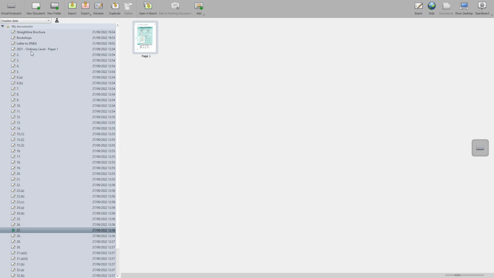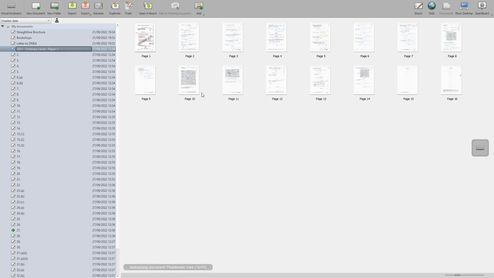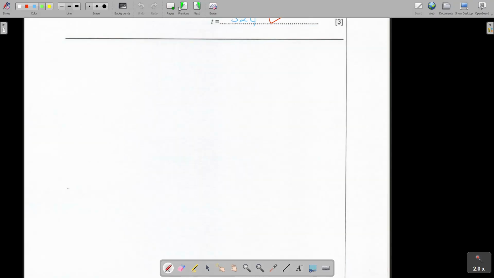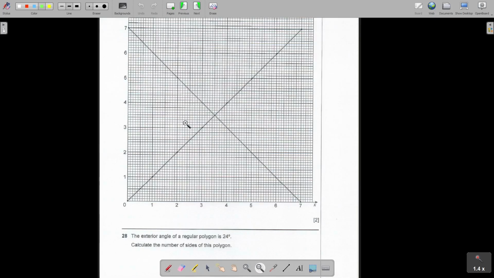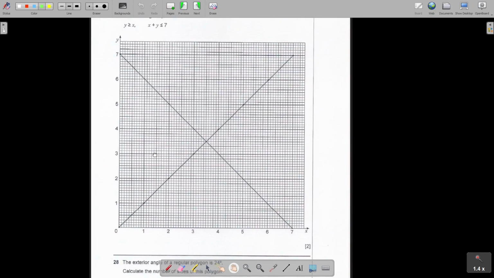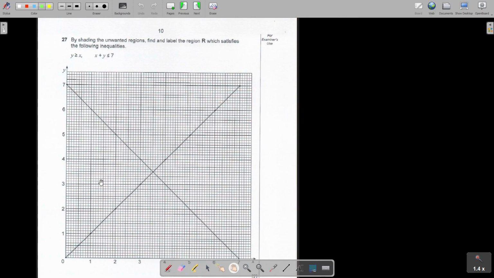And we are going to the question paper. Not this one, it's already the next one. Oh, this is the one. And I'm just making it smaller. Okay. They say by shading, very important, shading the unwanted. So shade, block out the ones that you don't want. Label the region R following.